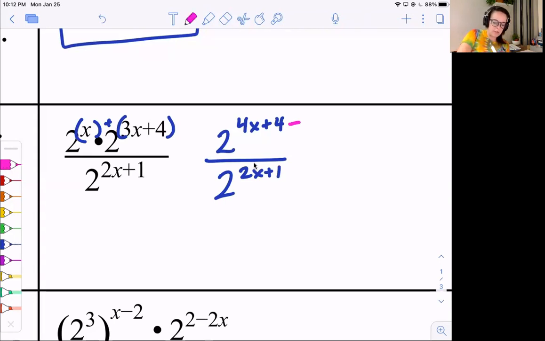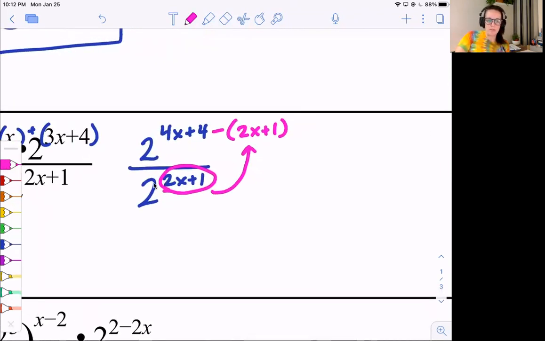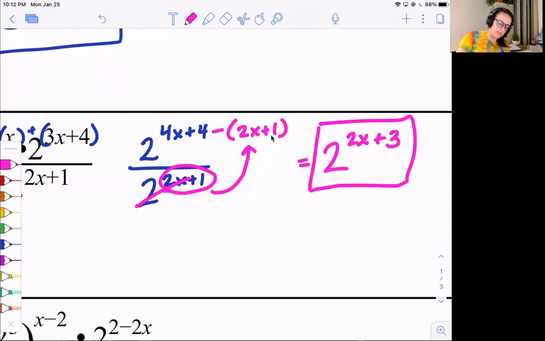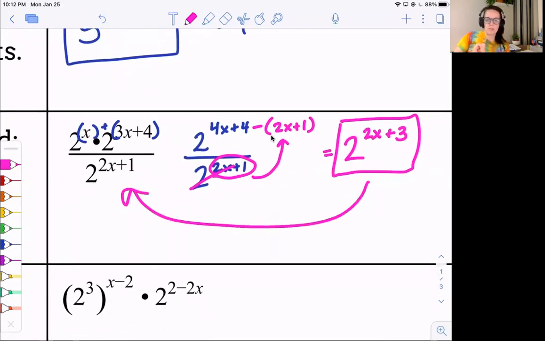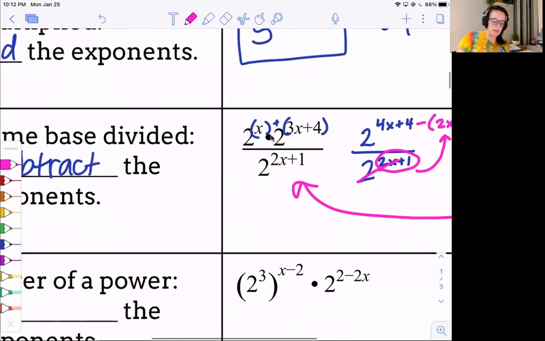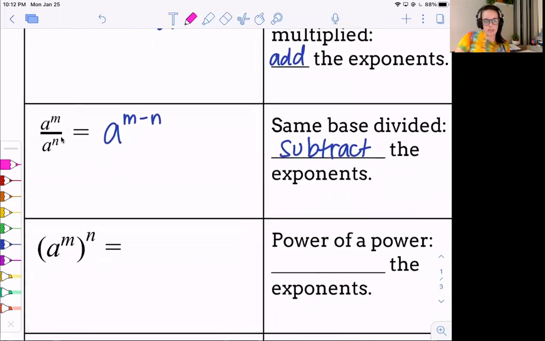And now I'm going to go ahead and do my subtraction. One way that I might write this is just like subtracting 2x plus 1, like that. I'm basically taking this and just moving it right here. Right? That way I don't have to keep writing it over and over again. So my answer would be 2 to the power of 4x minus 2x would be 2x. 4 minus 1 would be positive 3. So this is the simplified version of what we started with here. All right, so for this rule, if we have division, then we know our exponents are being subtracted.